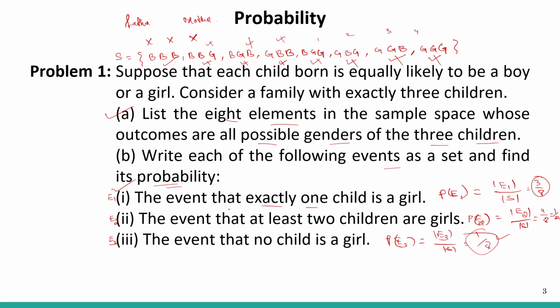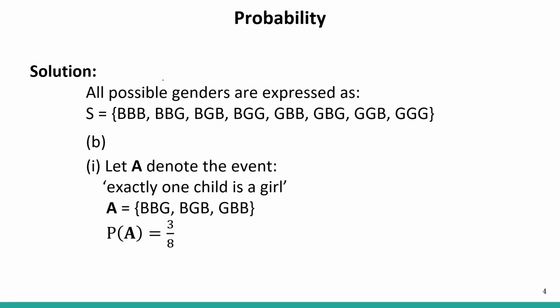So let's see the step-by-step solution. All possible genders are: boy, boy, boy; boy, boy, girl; boy, girl, boy; boy, girl, girl; girl, boy, boy; girl, boy, girl; girl, girl, boy; and girl, girl, girl, in the sequence of their birth. The first case is denoted as event A: exactly one girl child. This condition filters out 5 from the 8 in the list, so only 3 will be there: boy, boy, girl; boy, girl, boy; girl, boy, boy. So the probability of A will be 3 by 8.